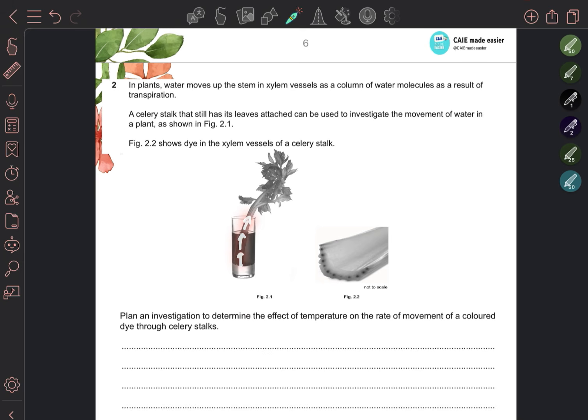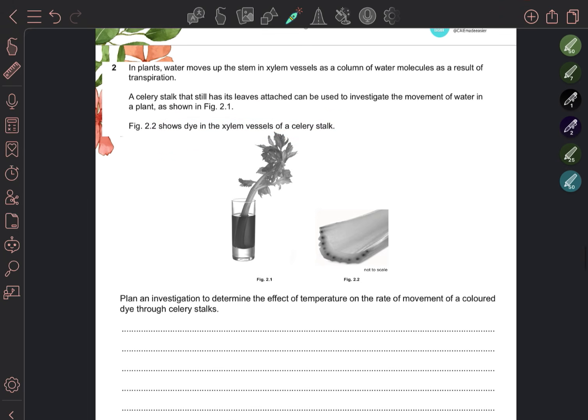Okay, so a celery stalk that still has its leaves, this is a celery stalk, and it does have its leaf attached, can be used to investigate the movement of water in the plant as shown. So you can see these vessels, right? This is how water moves up. Figure 2.2 shows dye in the xylem vessels of a celery stalk. So this is water with dye added. As water moves up, because this is dyed, you will be able to see how much it has traveled when you cut it up. Okay, so plan an investigation to determine the effect of temperature on the rate of movement of colored dye through the celery stalks.